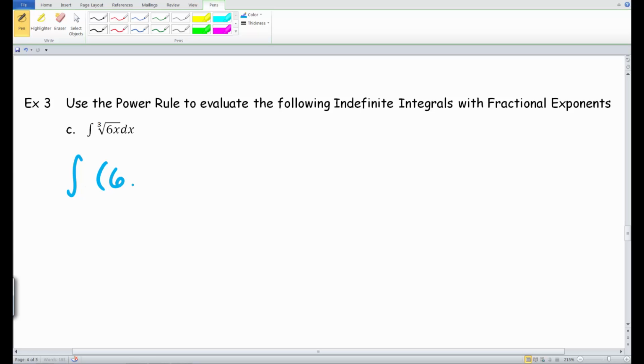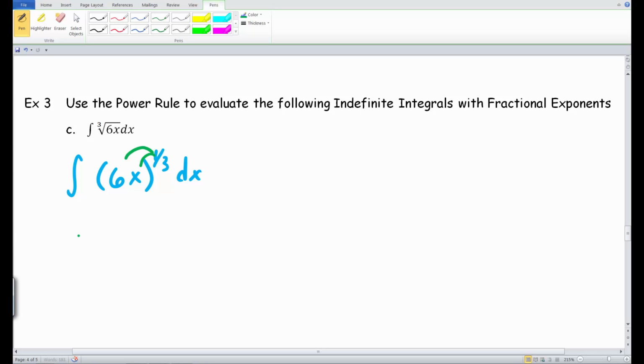6x, all of this raised to the 1/3 power dx. And the reason why we have to put these parentheses around there is we can see that we are taking the cube root of this whole thing, the 6 and the x. Now what we can do is go ahead and use properties of exponents. So back from algebra, we can distribute both of these to both terms.